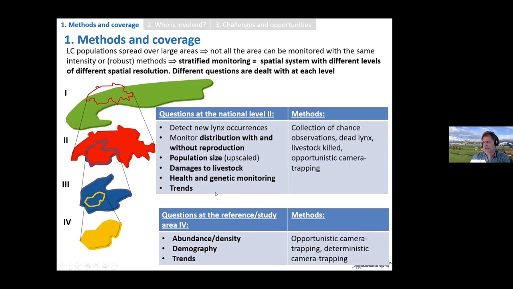We also will collect damages to livestock at the national level, also health and genetic monitoring. All dead lynx are sent to the FIWI in Bern, and they are screened, and also tissue samples are collected for genetic monitoring. And of course, if you collect this data over several years, you also have some trends. Here we will collect more passive data, like collections of chance observations, dead lynx, livestock killed, and also opportunistic camera trapping.